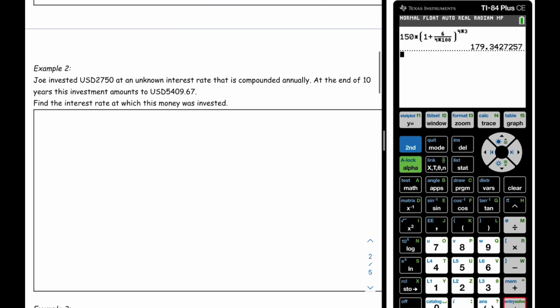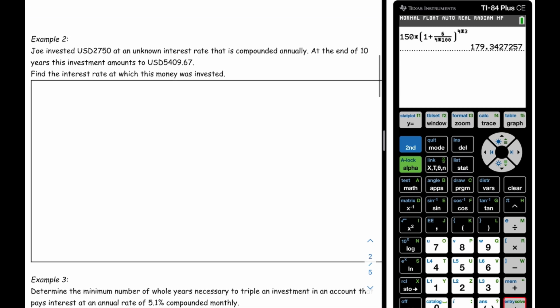Let's go and increase our level of difficulty with example 2. Joe invests $2,750 at an unknown interest rate. So that means we don't know what R is. We know our present value. And it's compounded annually. So compounding annually means that k is equal to 1. At the end of 10 years, that's our value of n, this investment is this much money. So at the end of 10 years, that's our future value. Find the interest rate at which the money was invested.